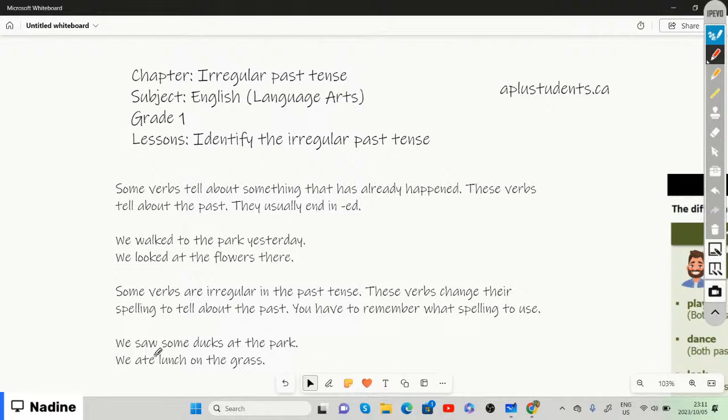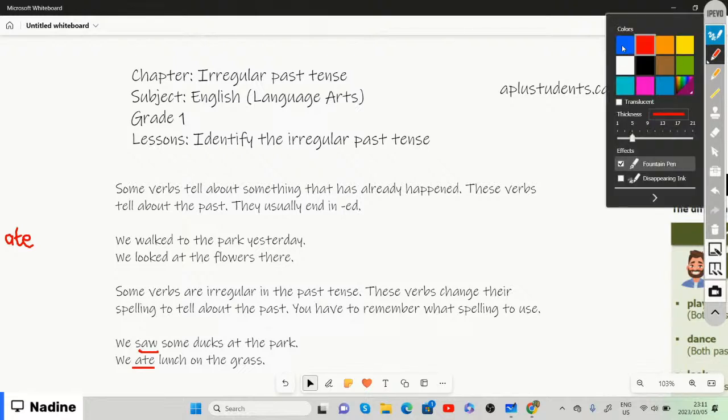We ate lunch on the grass. So ate is our verb. Ate is our past tense verb. And the present tense of ate is eat.